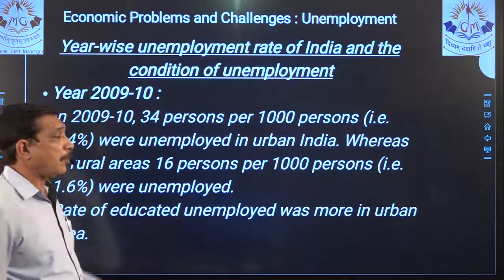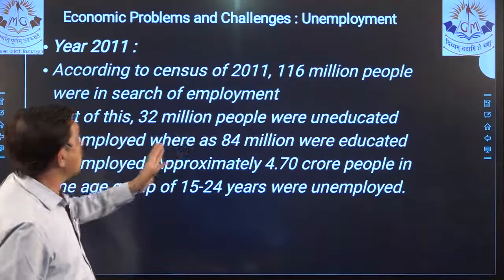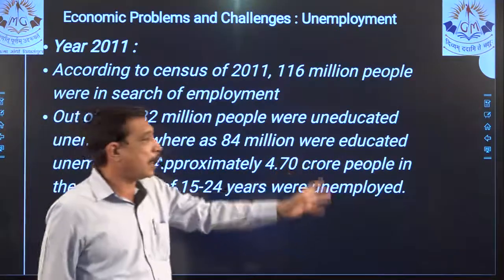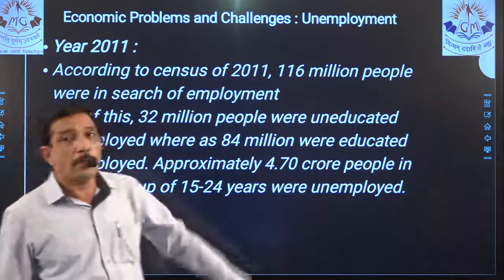The rate of educated unemployment is more in urban areas, that can be seen. Then here again we have numbers. Yes, 32 million people were unemployed, and 4.70 crore people in the age group of 15 to 24 were unemployed.